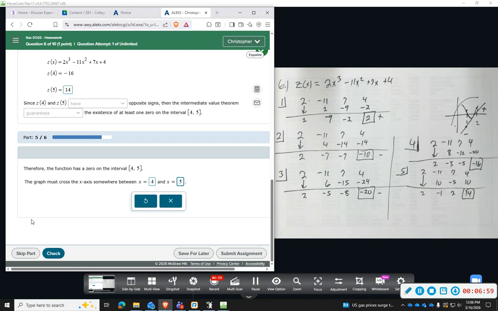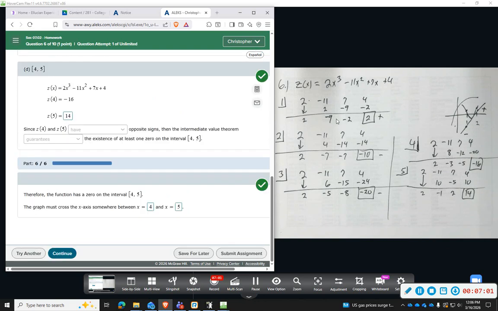So that's all the intermediate value theorem does, is check to see if the signs are opposite signs, and you can tell if there's a zero or not.